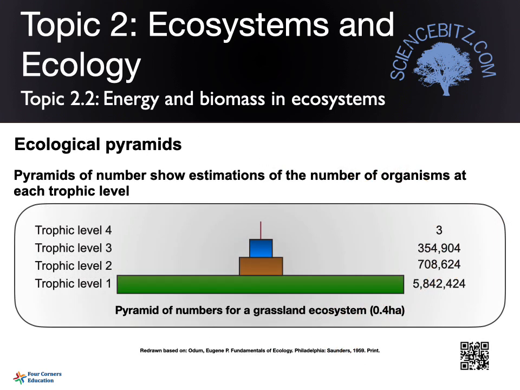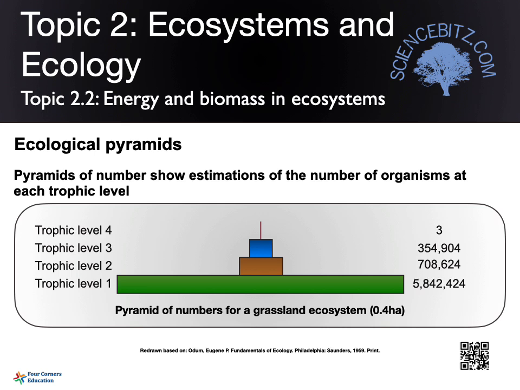One way that's been around for quite a long time is something called ecological pyramids. I think it was Elton in about 1921 that developed the first ecological pyramids. There's three different types of ecological pyramid, and we're going to look at each of them separately. The first one is pyramids of number.